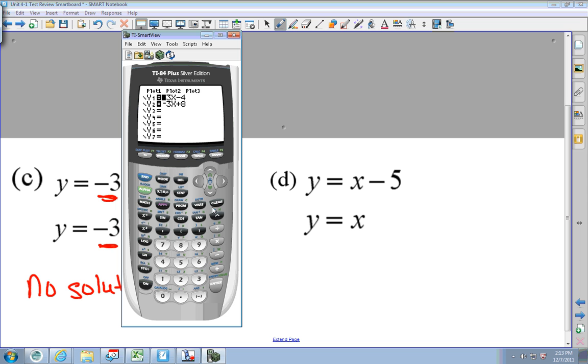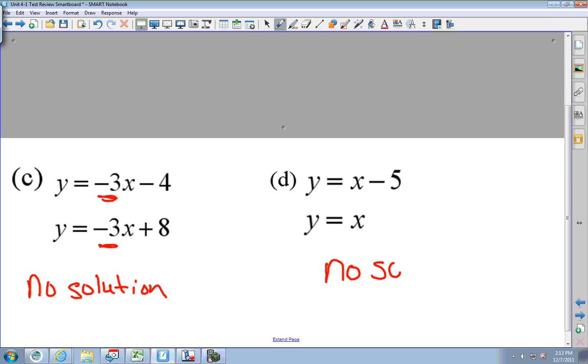The next one, we'll go in there, and I've got x - 5, and then x. Let's go to second graph. Well, wait a minute. Let's look at this. Let's press graph. There's one of them. Oh, look. They're parallel lines again, so that means that there is no solution.